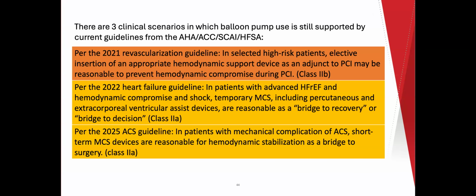So, I searched all of the AHA, ACC, SCAI, and HFSA guidelines that are still valid and not replaced by a subsequent guideline, and I found 3 scenarios where use is still supported by the guideline. Scenario 1. Per the 2021 revascularization guideline, in selected high-risk patients, elective insertion of an appropriate hemodynamic support device as an adjunct to PCI may be reasonable to prevent hemodynamic compromise during PCI. That's a Class 2B recommendation.